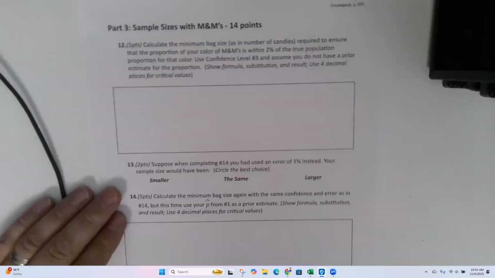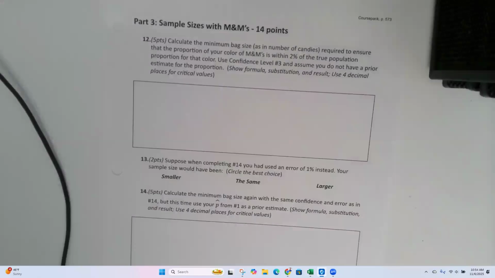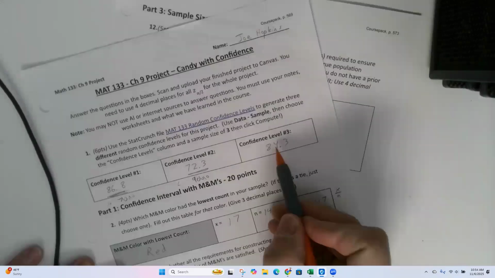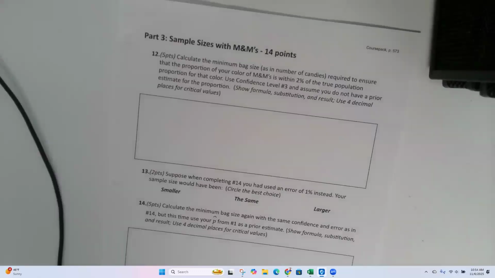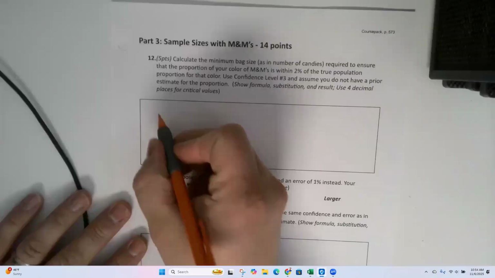Moving on to our last page. Calculate the minimum bag size, number of candies required to ensure that the proportion of your color of M&Ms, I was looking at red, is within 2% of the true population proportion for that color. Use confidence level number 3. So now we're using this one. And assume you do not have a prior estimate for the proportion. Show the formula, the substitution, and the result.